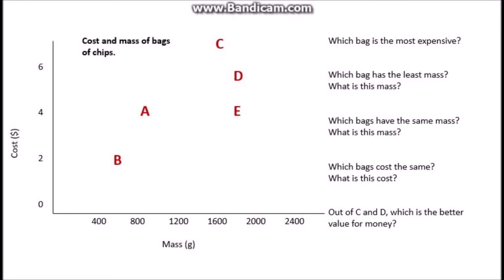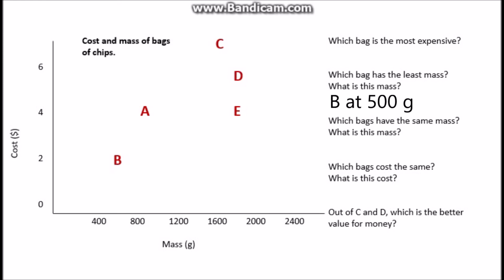So let's just burn through the solutions here. The first question was looking for the most expensive bag, and that has to be C, because our cost is on the up and down direction, the left or vertical axis, the y-axis. So the higher up we are, the more expensive our bag is going to be, and C is the highest of all the bags. So C has to be the most expensive. It's about $7.